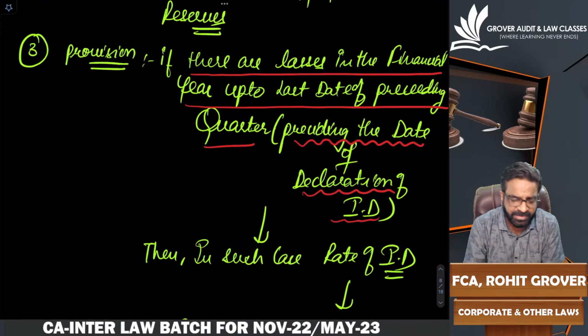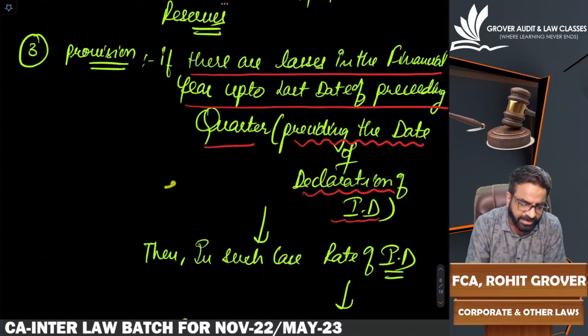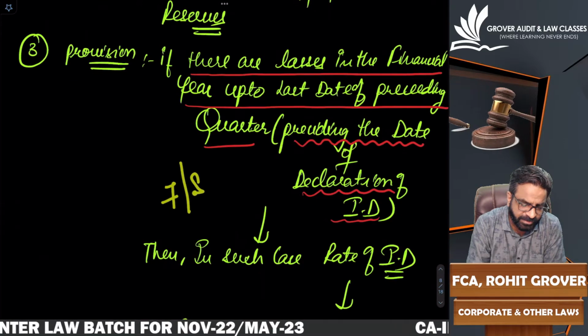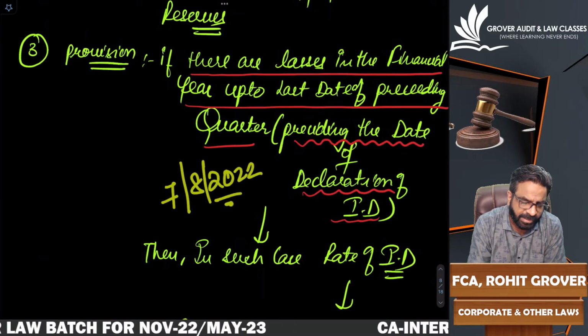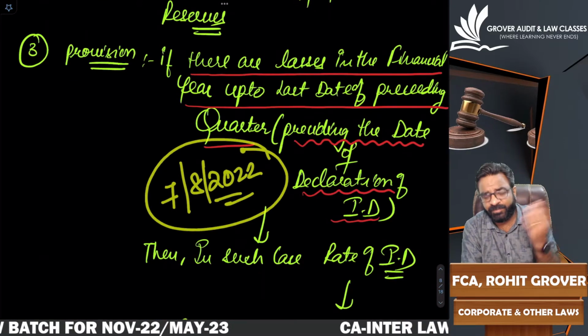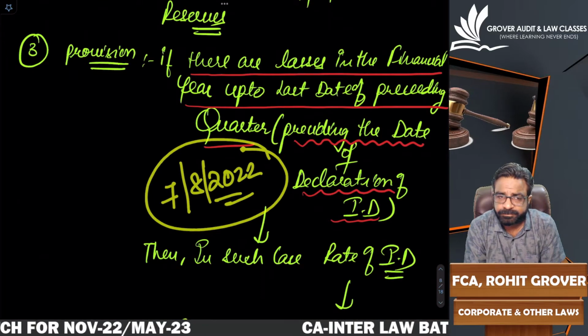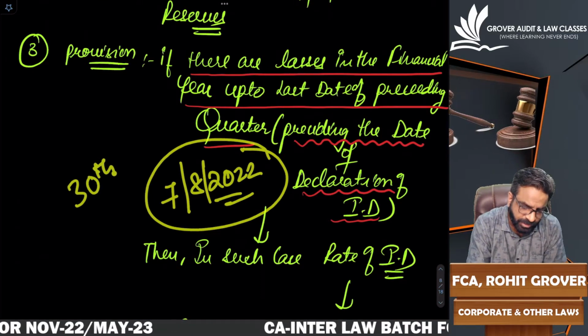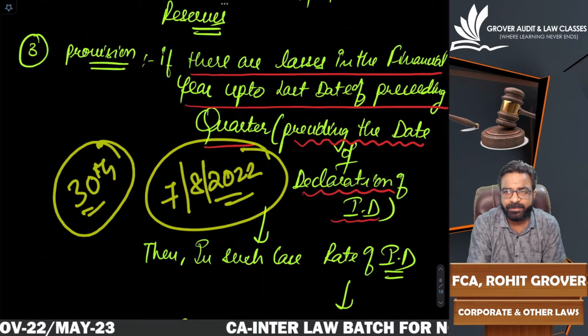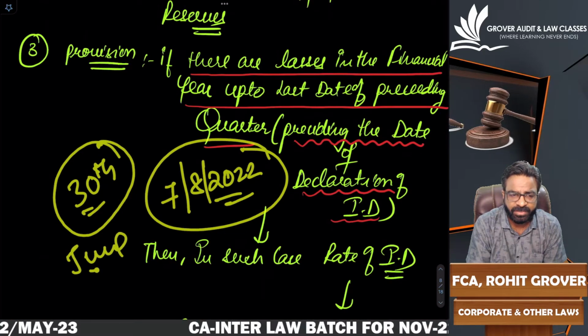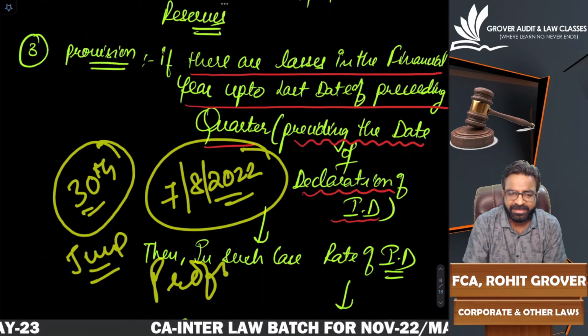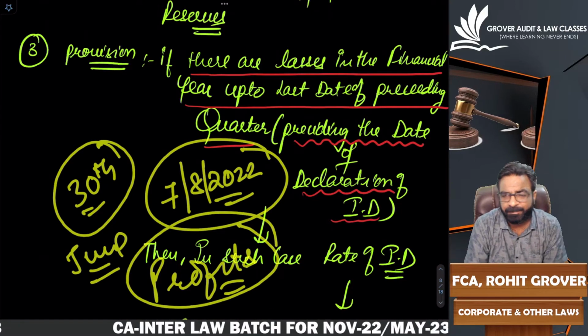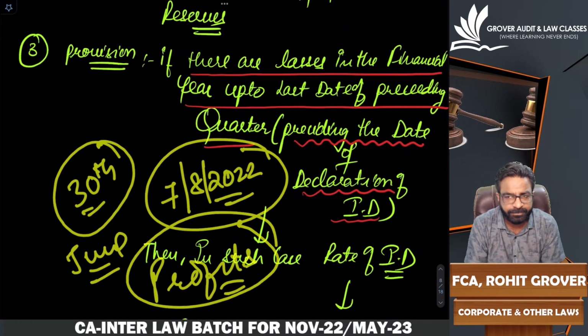Let me ask you one thing. Suppose I'm thinking of declaring a dividend on 7th August 2022. Can you please tell me what is the preceding quarter before that? 30th June. Is it the last day of the preceding quarter? Yes, sir. So on the 30th June, if profits are there, then in that case, the company can pay the dividend at any rate. Yes, sir.